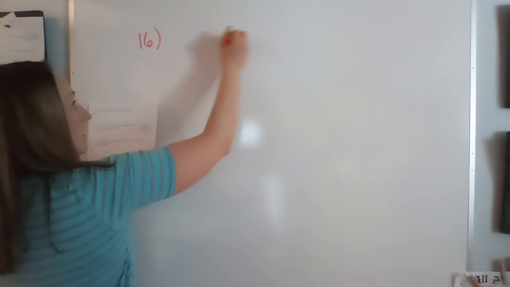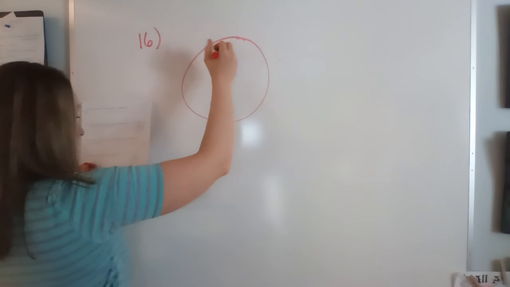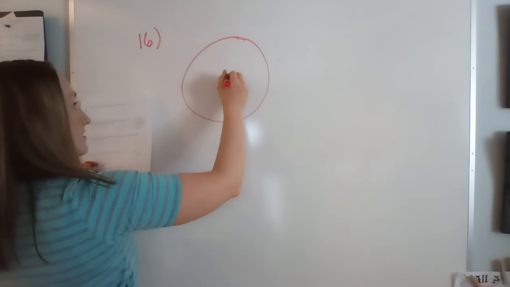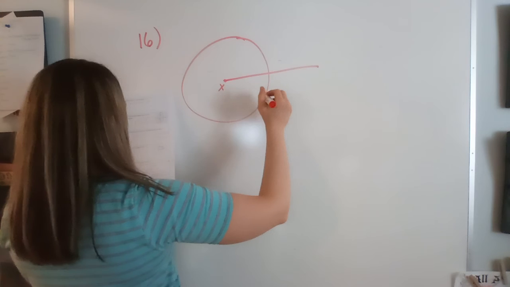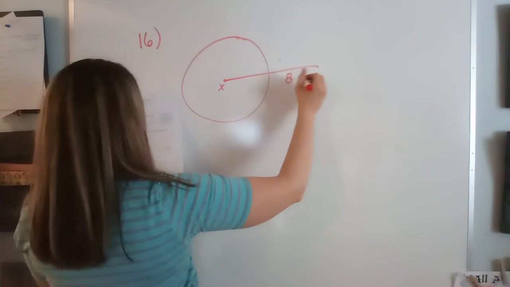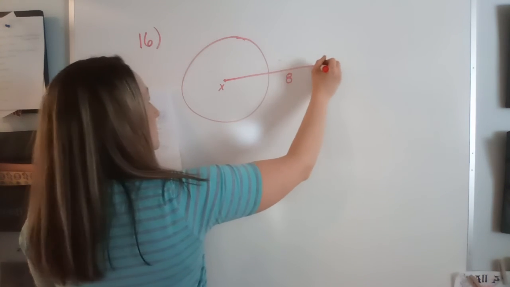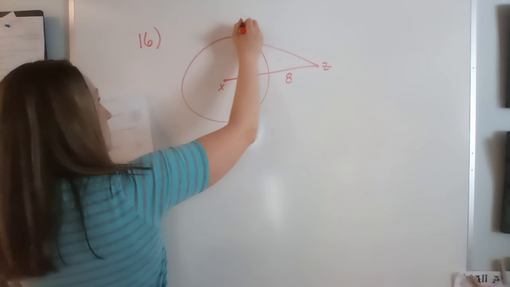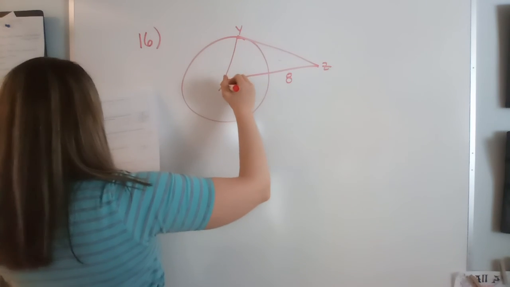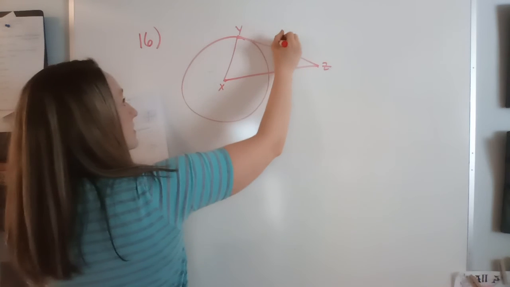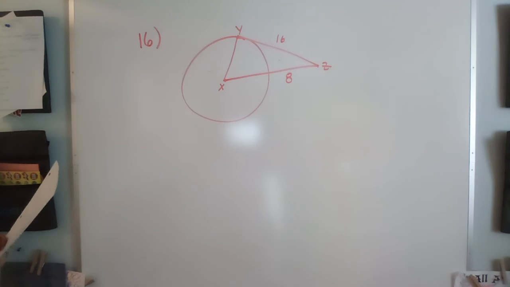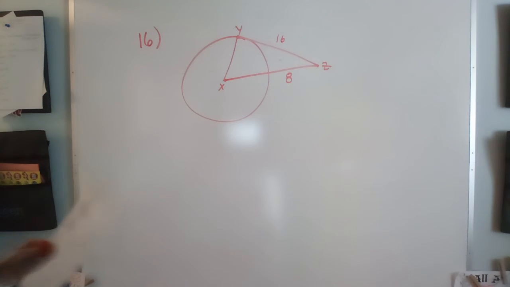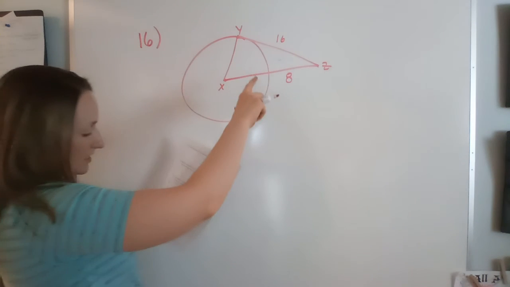all right, here we have a circle. We have point X. We have this 8, Z, Y, and then 16. Okay, so I think that's what was given. It says, find the radius of the circle at right. And then it says that YZ is tangent to circle X.